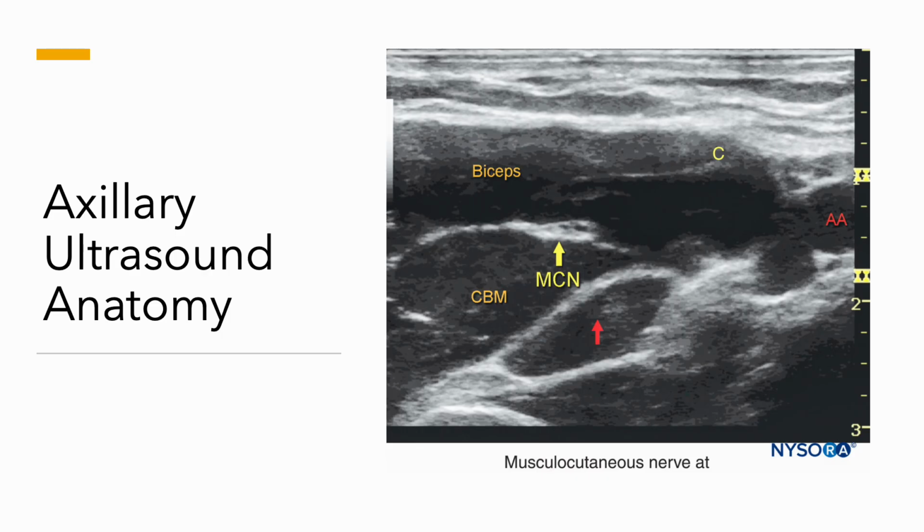Again, what we're seeing here is a little feeder artery in the tissue that we want to be sure that we're not getting into. Also, you can really see how the biceps and coracobrachialis are really sandwiching that musculocutaneous nerve there.